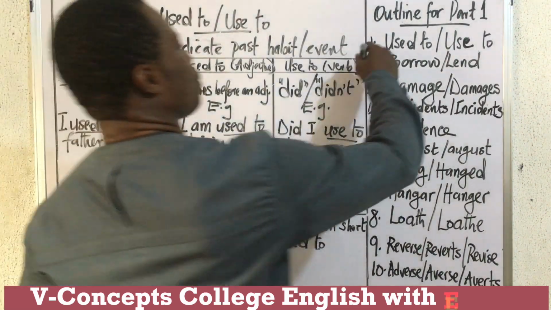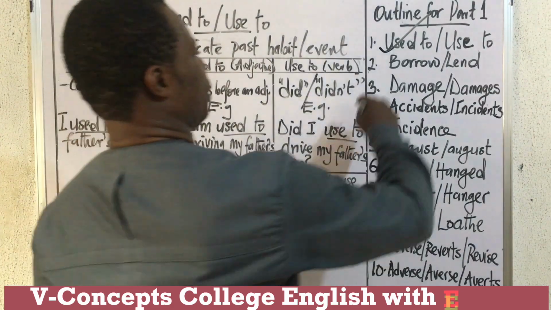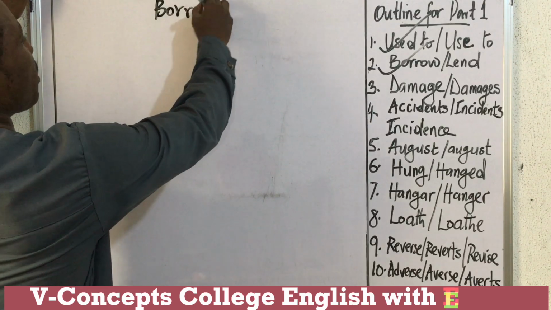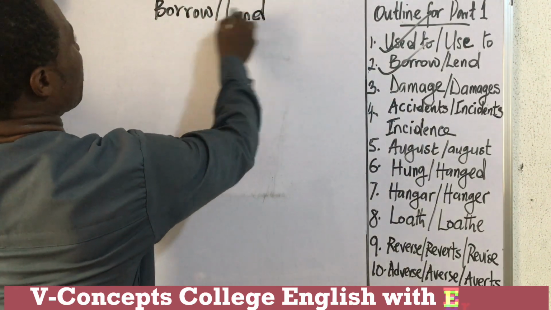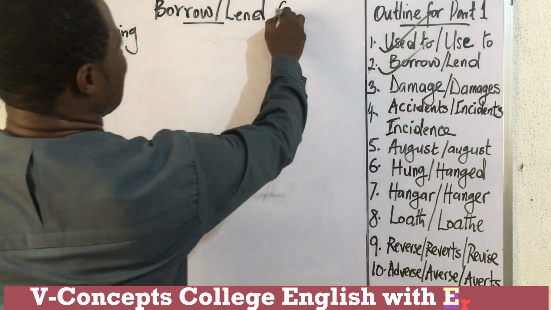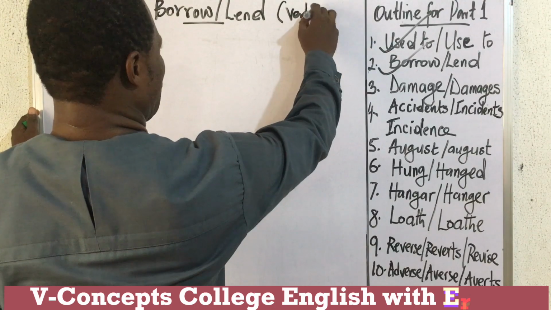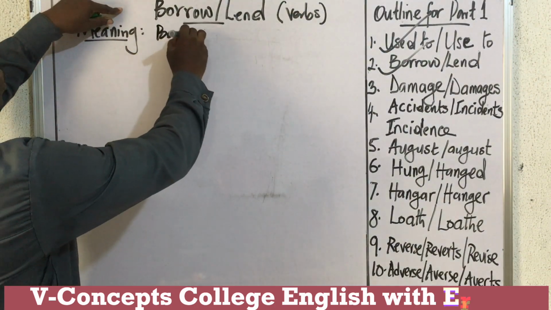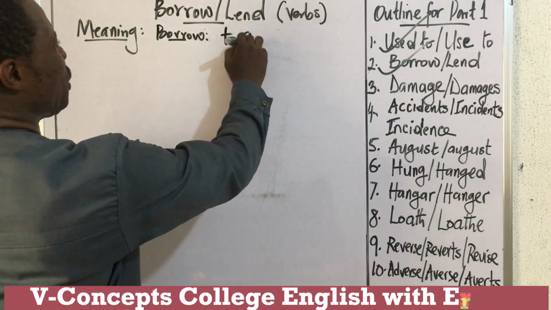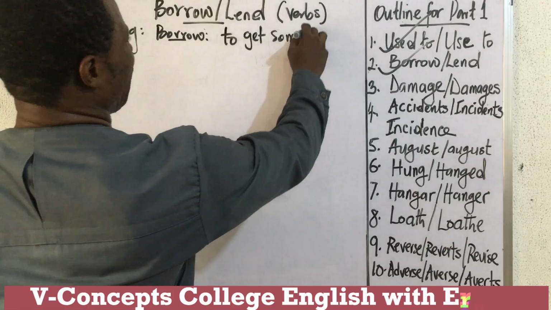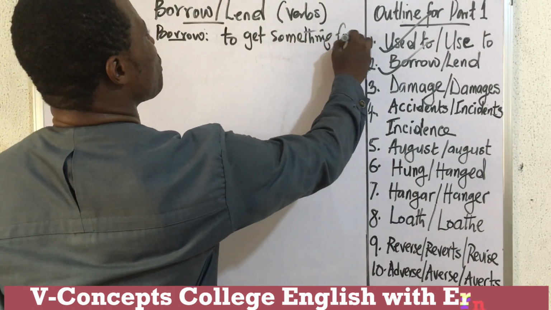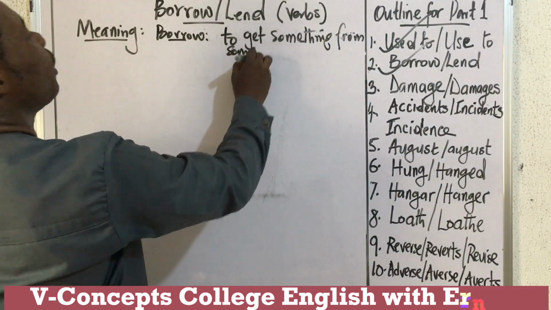Let's now move forward to the second word, which is borrow and lend. Now, meaning. First of all, let's show that these two words are verbs. Borrow. To get something from someone. Borrow means to get something from someone.